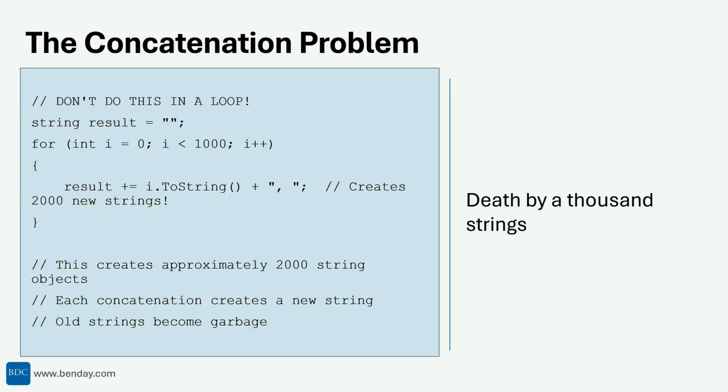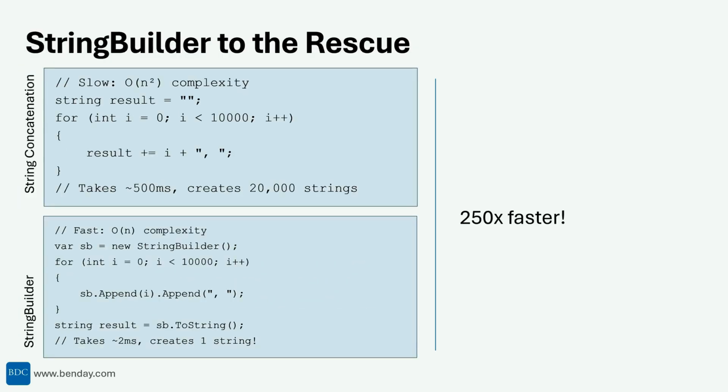This drives me crazy. Every concatenation creates a new string. In a loop, you're creating thousands of garbage strings. This can literally freeze your application. Watch what happens when we use StringBuilder. Same result, but 250 times faster. It maintains an internal buffer that grows as needed.